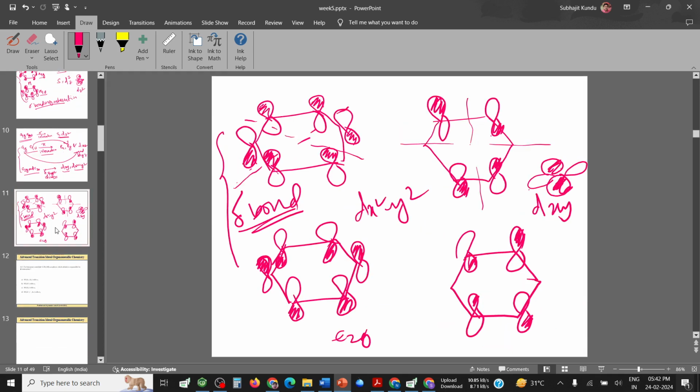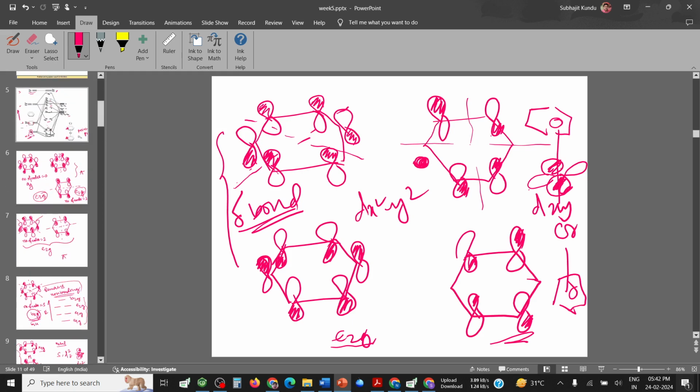Here is the one set of E2G orbital. This is another set of E2G orbital. So this is for the one arene system, and here if Cr is there, then this is for the other arene system. So here we are taking into consideration the 2 orbital from the 2 arene systems.